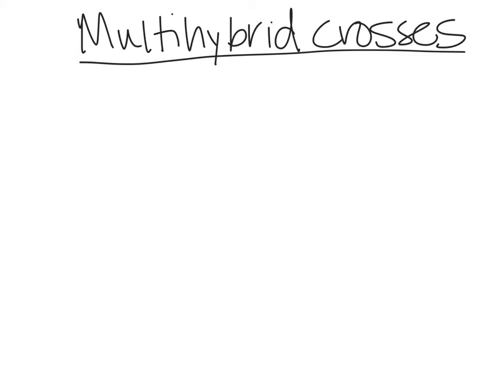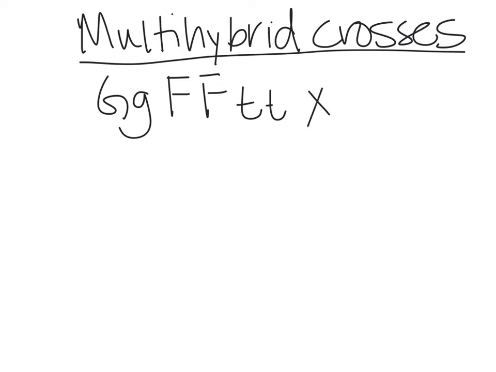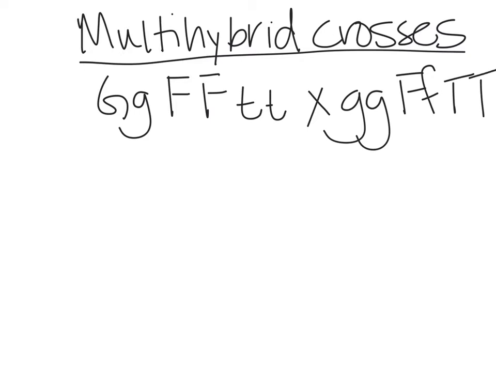We've done dihybrid crosses. Now what about if you have more than two genes? How do we do that? Let's try it. What if we have big G, big F, little t, crossed with little g, big F, big T? How do we do that?